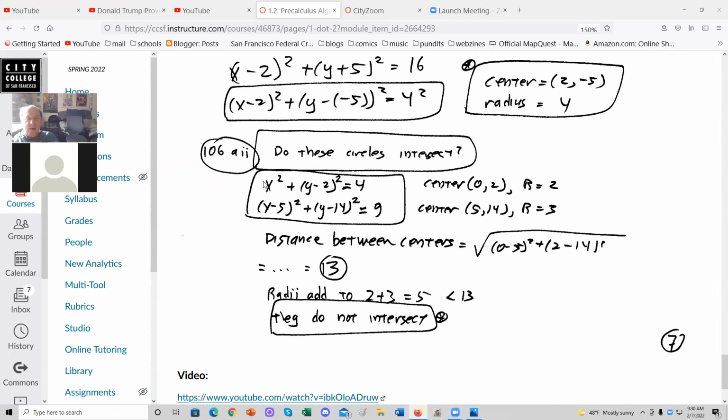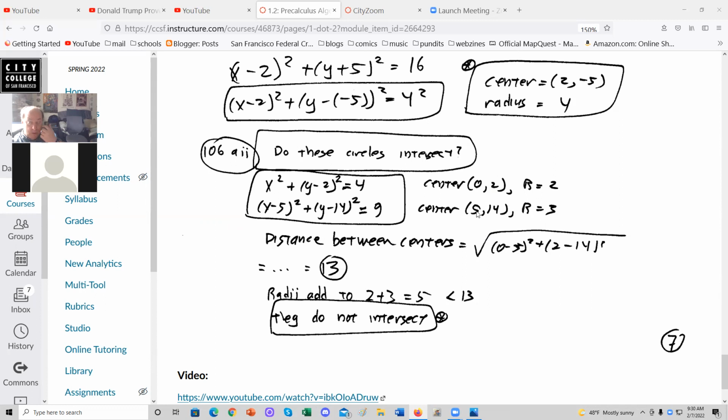Here they ask, here are two equations denoting circles, and do they intersect? Reading off the center, this denotes a circle whose center is 0 by 1 and whose radius is 2. This denotes a circle whose center is 5 by 14 and whose radius is the square root of 9 or 3. Now you have to find the distance between these two centers, 0 by 1 and 5 by 14. And after a little bit of work, that's 13.